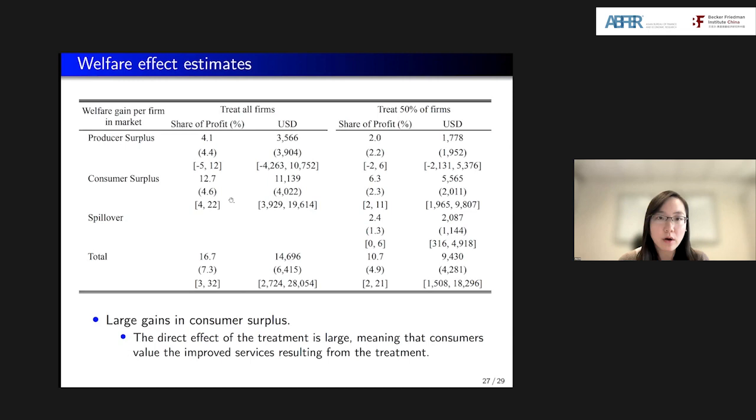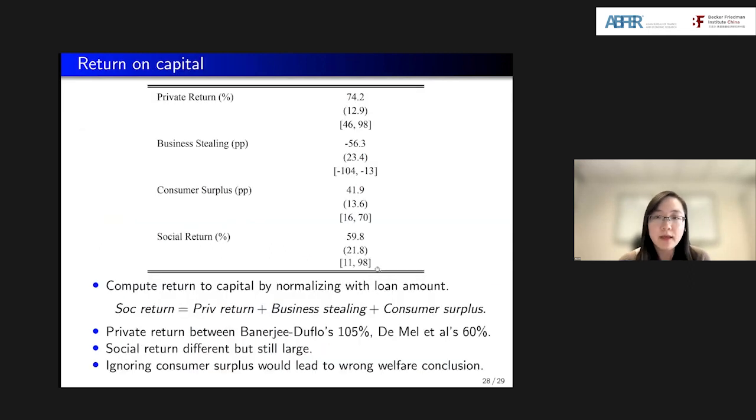So the intuition is that the direct effect of the treatment is big, meaning that consumers did value the improved services or prices resulting from the treatment. And lastly, we estimate the return to capital, and we separately estimate the private return and the social return. So the private return is estimated to be about 74.2%, which is between some of the existing estimates, where Banerjee and Duflo 2014 estimated 105% and Demel et al. 6%. So our estimate is between those 2 measures.